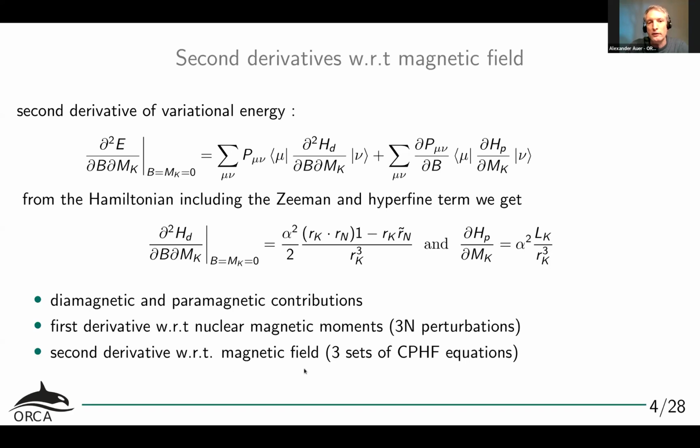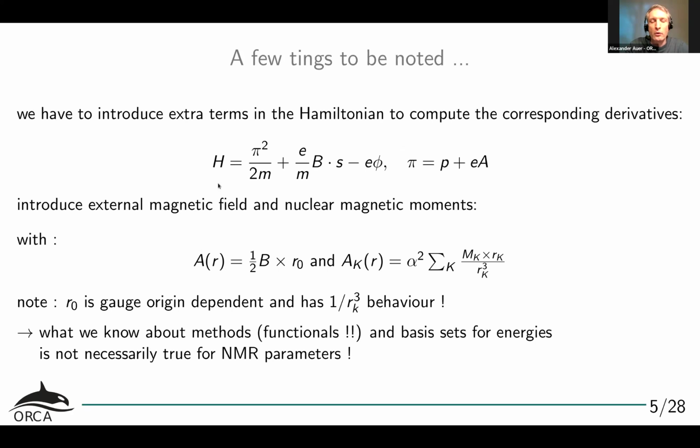So for every nucleus, you in principle have 3 perturbations. If you do the calculation, that actually means that calculating NMR chemical shifts for all nuclei in the molecule will roughly be as expensive as, for example, calculating a Hessian. So if you can do a frequency calculation, you will also be able to do NMR shielding calculations. So a few things to be noted.